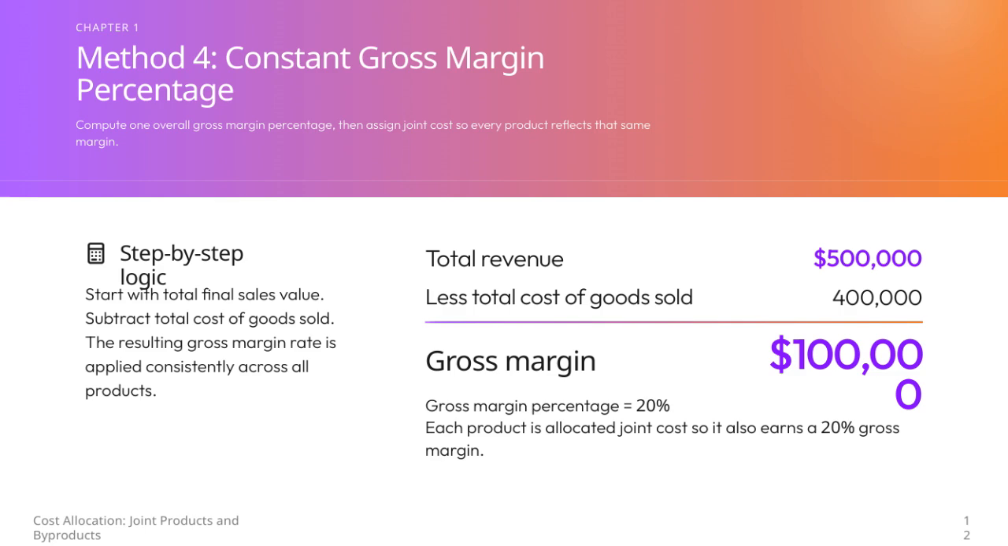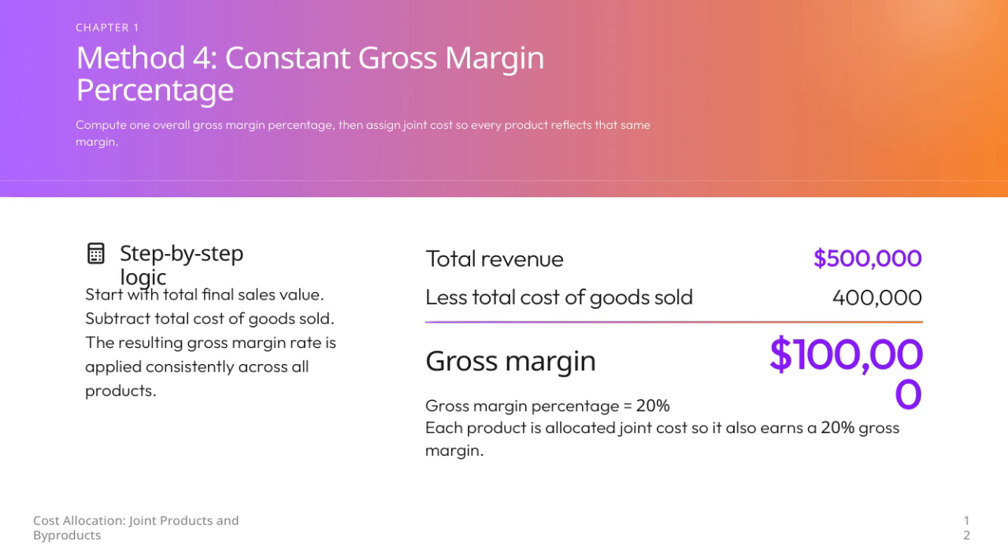The key idea is that this 20% gross margin rate is then applied consistently across all products. Each product is allocated a share of the joint cost so that it reflects the same 20% gross margin. This approach ensures uniformity and fairness in cost allocation, making it easier to assess profitability across different products that share joint costs.